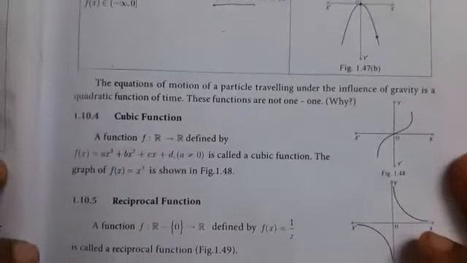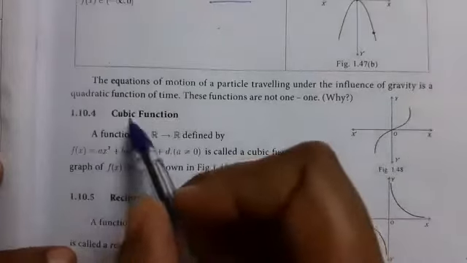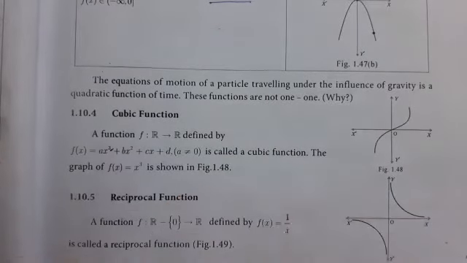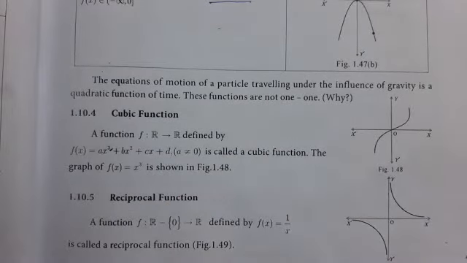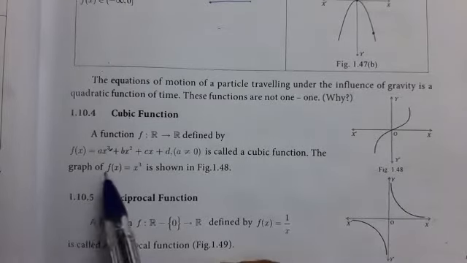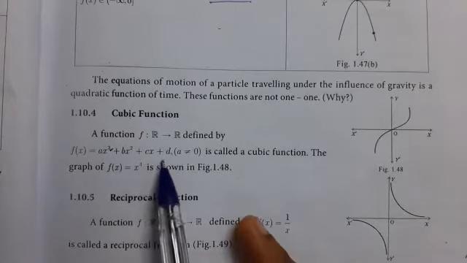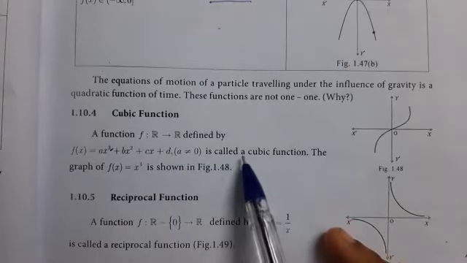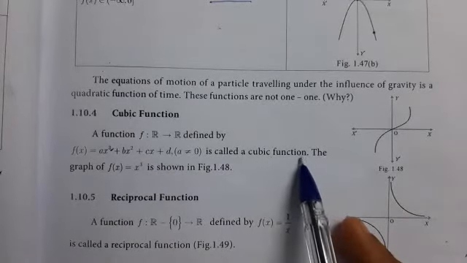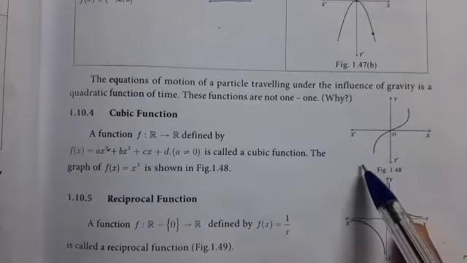Now see the cubic function. Cubic means the power of x must be 3. A function f from R to R defined by f of x is equal to ax cube plus bx square plus cx plus d. a is not equal to 0 is called a cubic function. The graph is like this.